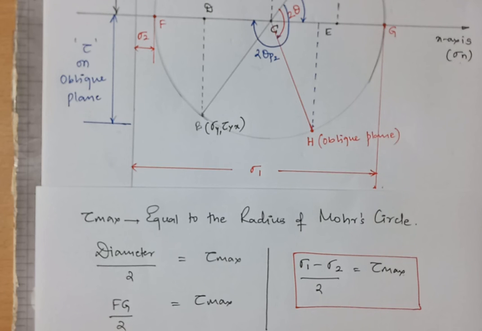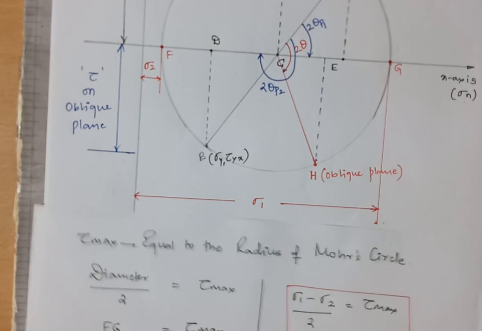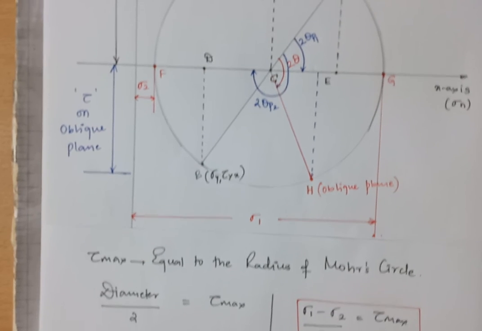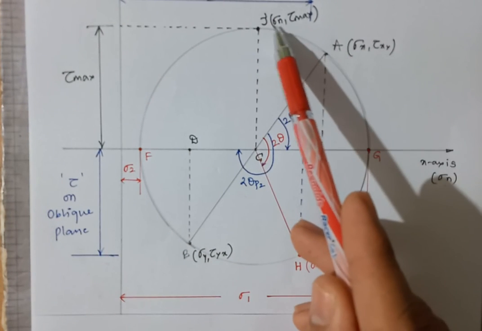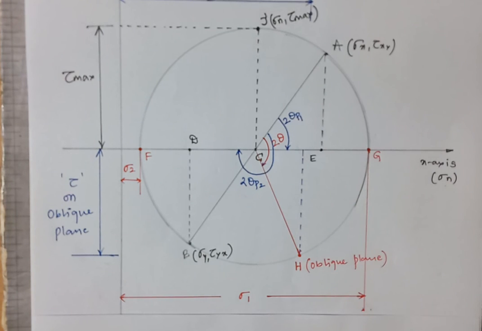Next, let me calculate the normal value. I got to know what tau max is. I am also interested in finding out what sigma n is. So sigma n is given by this distance.